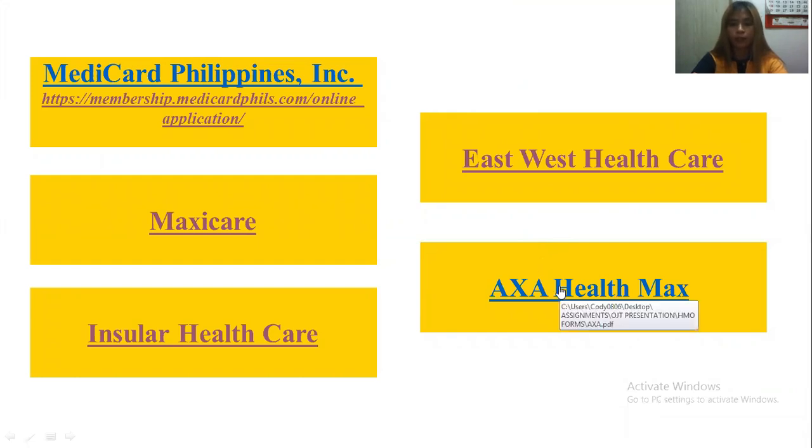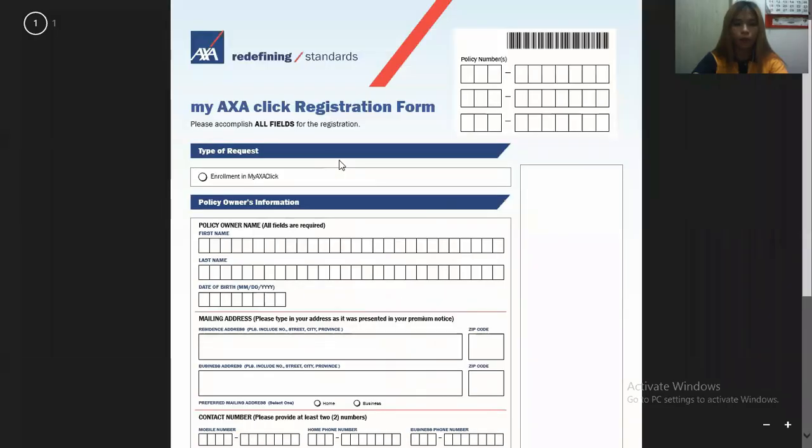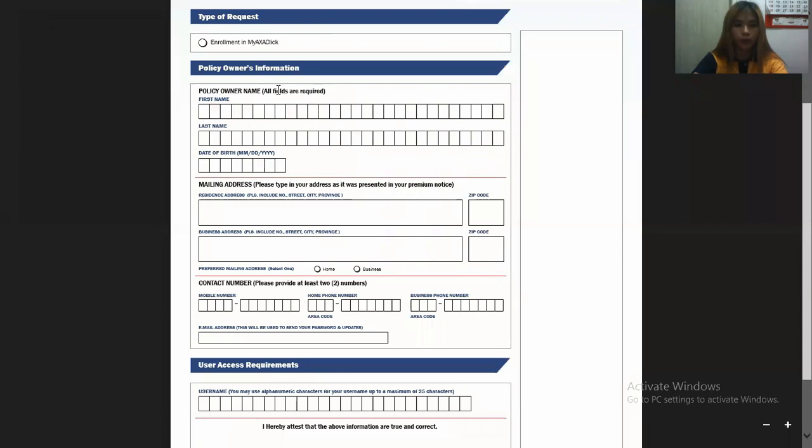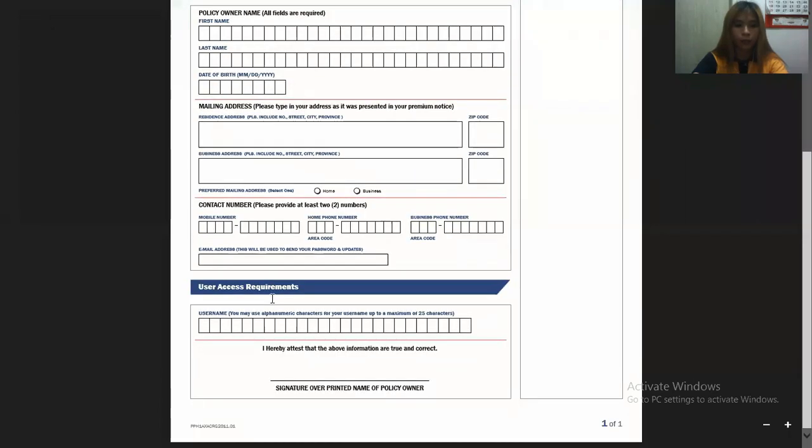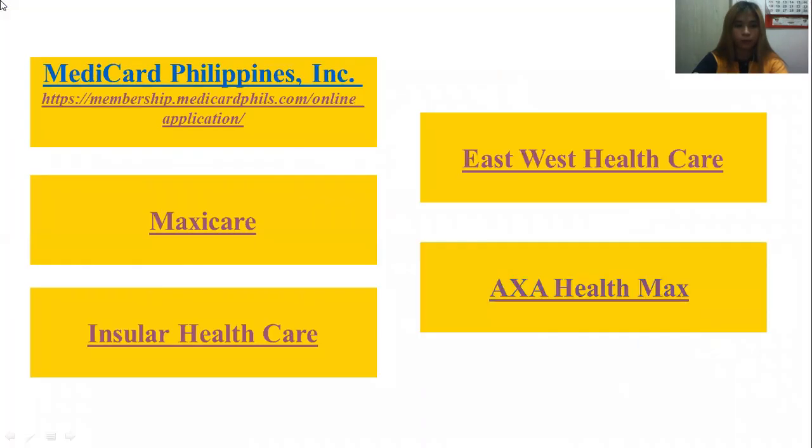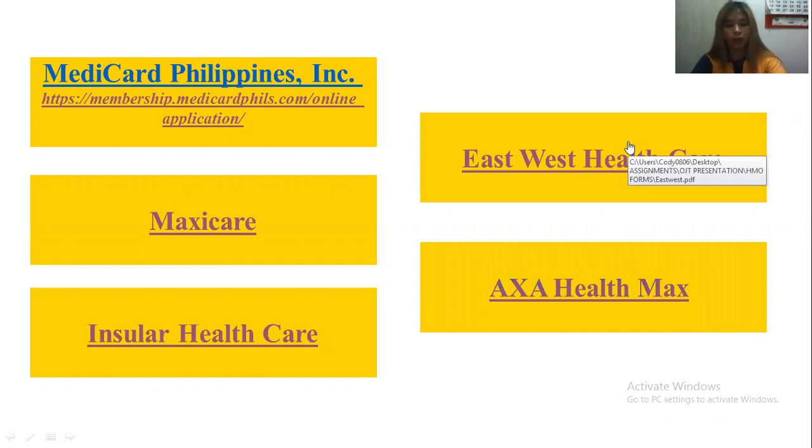And the last organization is AXA Health Max. This is the health form or application form of AXA: policy owner information, user access requirements. These are some organizations here in the Philippines that offer healthcare insurance. You can search them online or on their sites if you want to know about them.